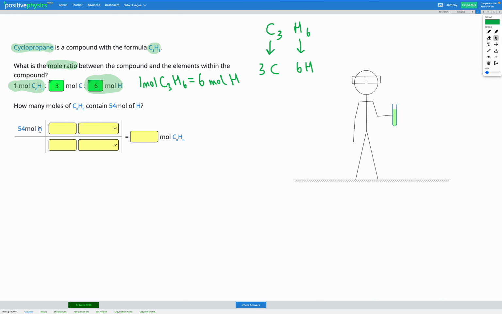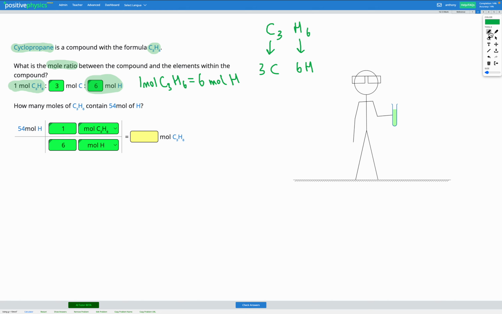We've got 54 moles of hydrogen written as our question, and I want to convert moles of hydrogen into moles of C3H6. So I'm going to put moles of hydrogen on the bottom and moles of C3H6 on the top. Then I need to put in my numbers from my conversion factor. 1 mole of C3H6 contains 6 moles of hydrogen. So there's my conversion table.